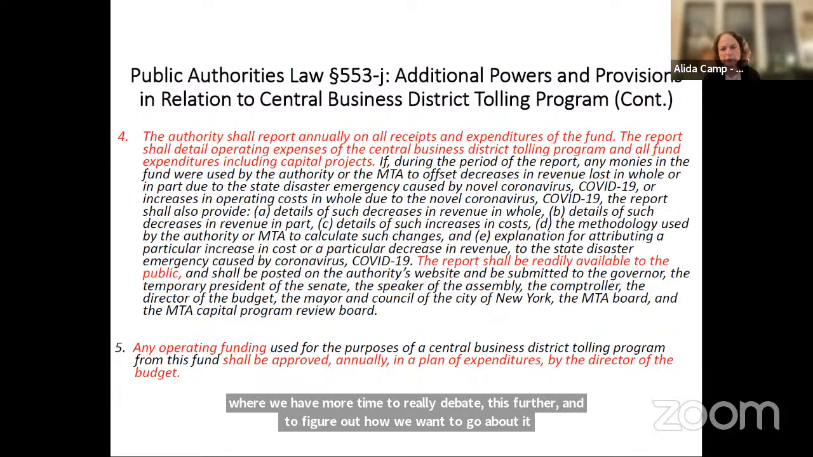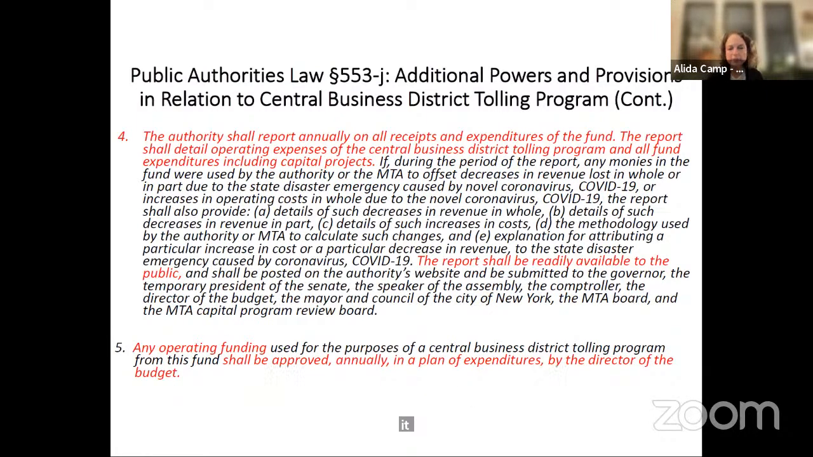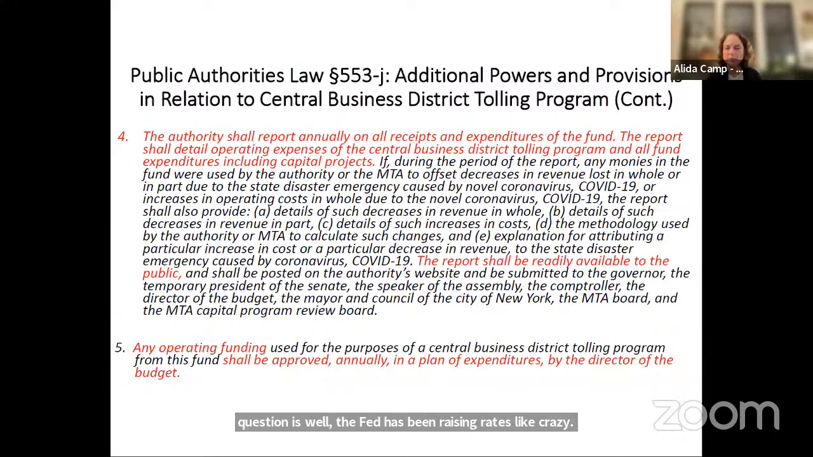I think we should continue discussions, but I have two questions. One question is, well, the Fed has been raising rates like crazy. So you go into your bank and instead of 0.65% interest, you could get almost 4% interest for a savings account. So how does that impact the revenue that they need to achieve in order to support bonds that they haven't even sold yet, because they're going to have to sell the bonds at a much higher rate to be competitive? So are they going to have to raise more than $1 billion?